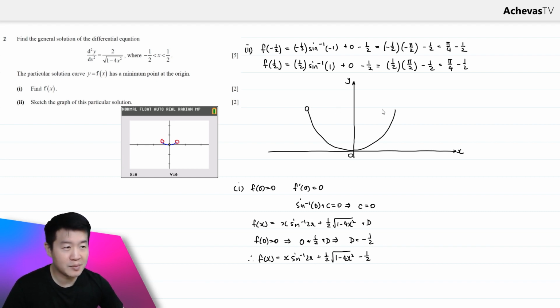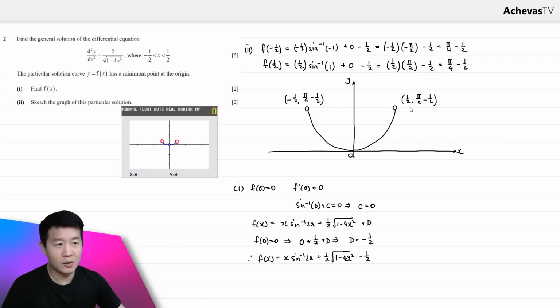And here it must be a hollow dot, because the question says that it is strictly bigger than -1/2. The output is equal to pi/4 - 1/2. And at 1/2, the output is also pi/4 - 1/2. So they're on the same horizontal line.